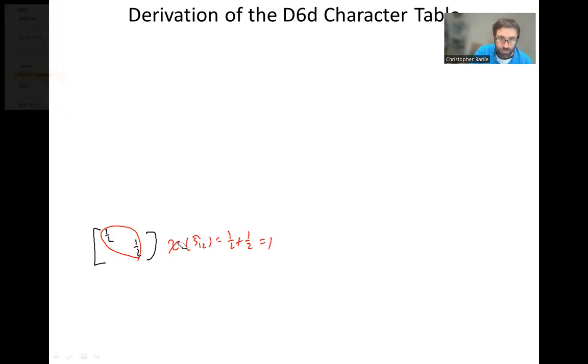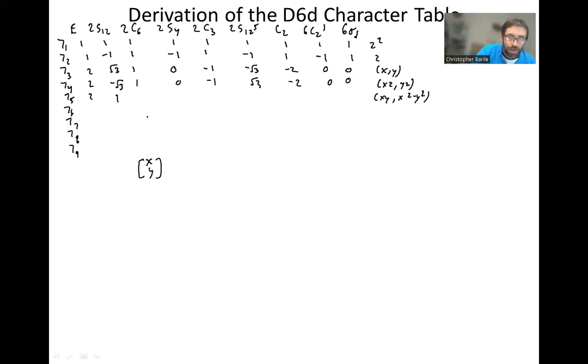So when we take the trace of this matrix, that gives us our character for the S12 operation, which is just equal to 1. Okay, so I'll come back and rewrite what we had up here and put in a 1 for S12. All right, so I got our 1 in there.